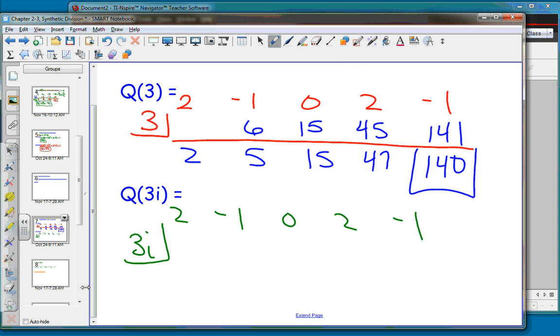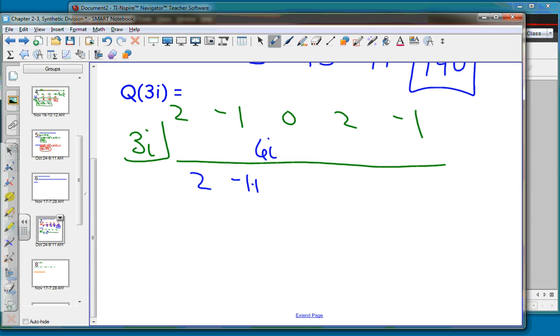Okay, now this is where it gets ugly. I drop this down, I'm going to get 2. 2 times 3i gives me 6i. Do you see where I'm writing that? Why not there? Because -1 and 6i are not like terms, are they? No, they're not. So what we have to do is add them. So I have -1 plus 6i. True statement? Now what do I do on the diagonal?